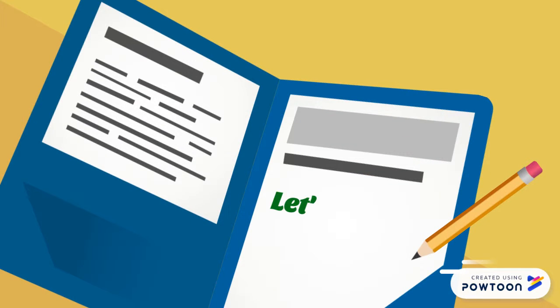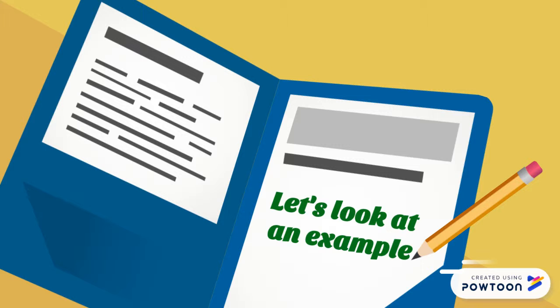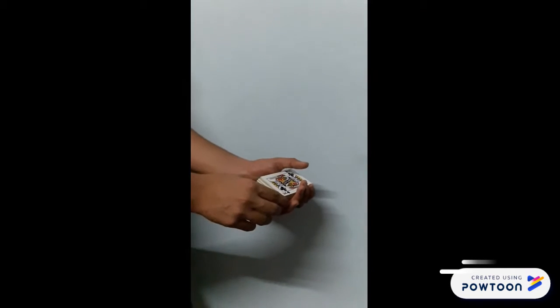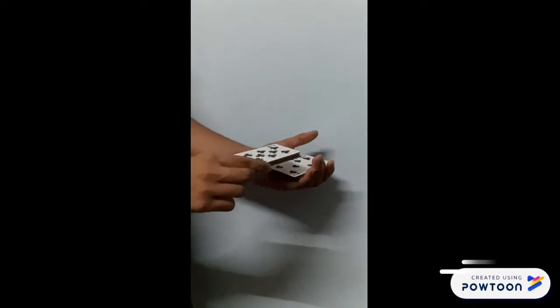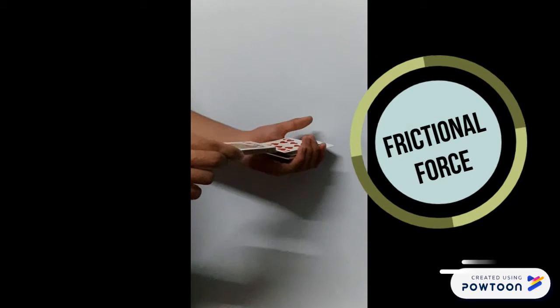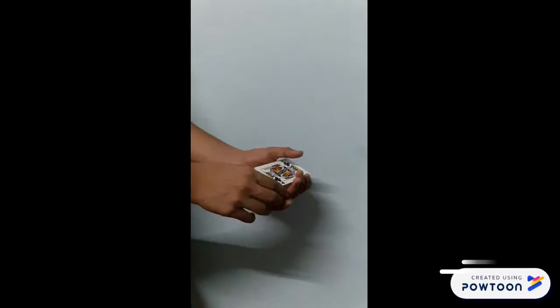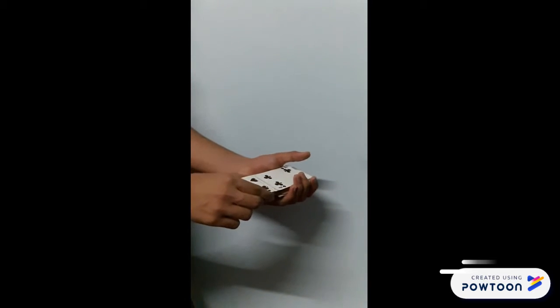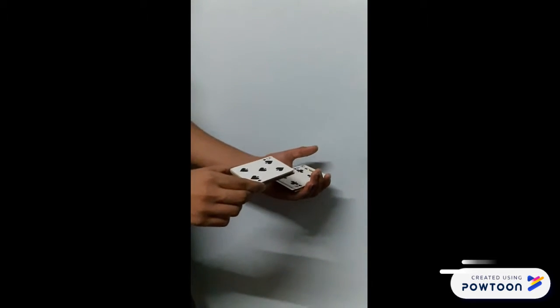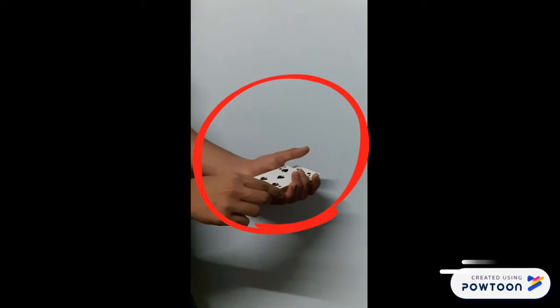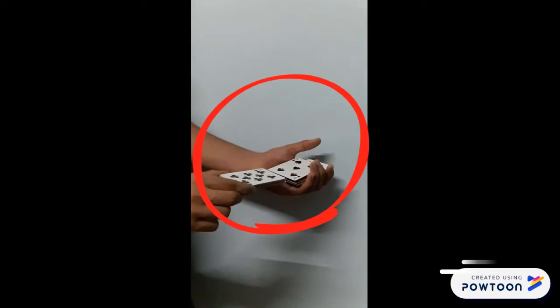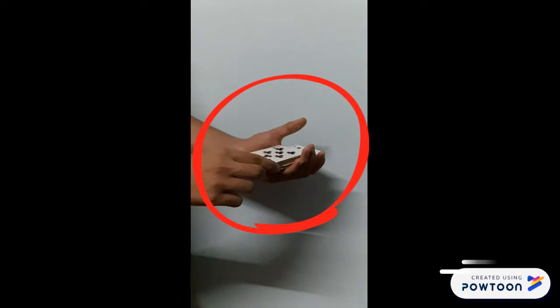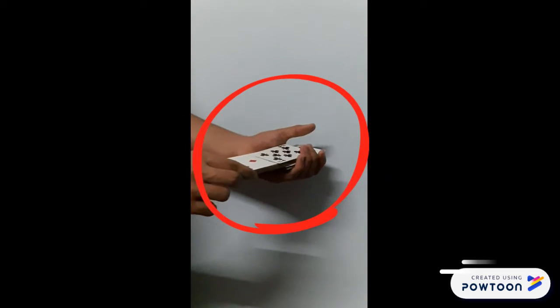Let's take a look at an example to understand better. When you are shuffling cards, there is frictional force applied. Let's take a closer look at this slow motion video. If you observe closely, the cards are rubbing each other as they are shuffled, and this is an act of frictional force because the two surfaces are in contact.